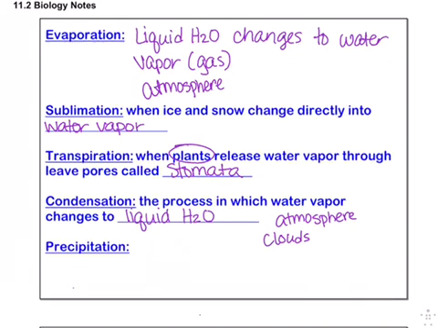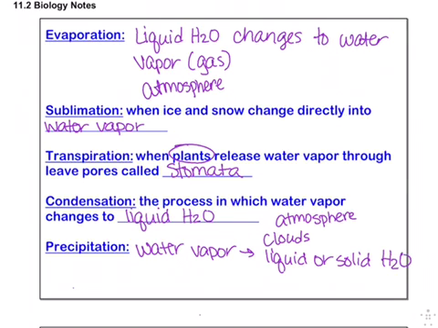So hopefully this next one, precipitation, I feel like you should be pretty good on. It's a term that gets used in everyday language, and it has the same meaning in science as it does in everyday language for once. Precipitation is water vapor that has changed into either liquid or solid water that falls from the atmosphere.